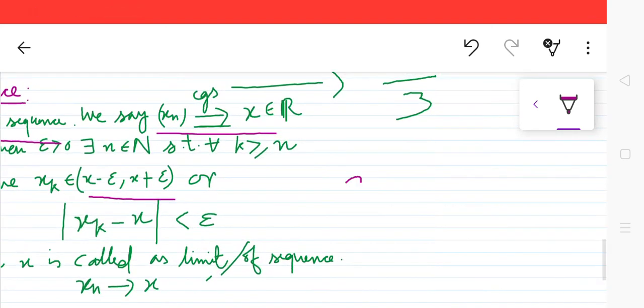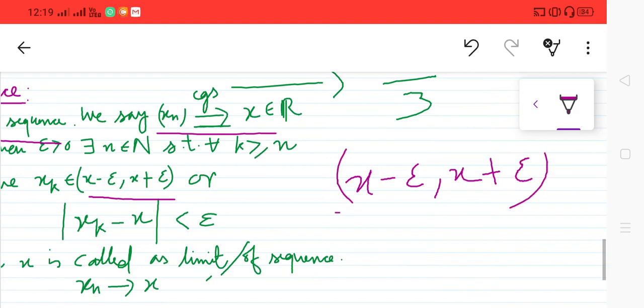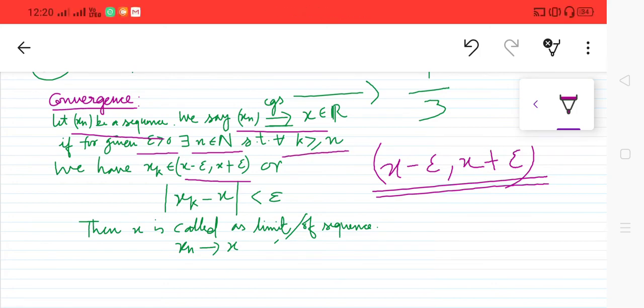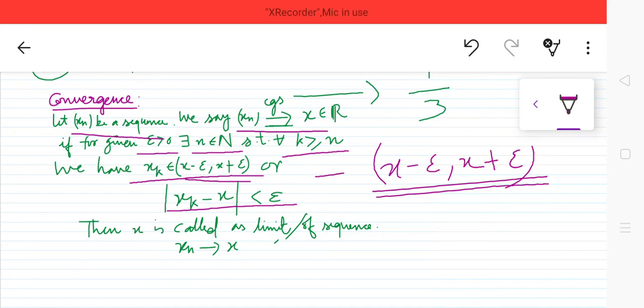That means if you take this neighborhood, x minus epsilon, x plus epsilon, then xn is going in this neighborhood for all k after some term. Okay, so this is very important to know. It means that for given epsilon, you find a natural number n such that for all k greater than or equal to n, xk is in this neighborhood, or we can say mod of xk minus x is less than epsilon, because this is equivalent to saying this. And then x is called the limit of the sequence.